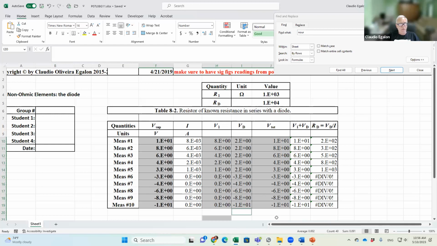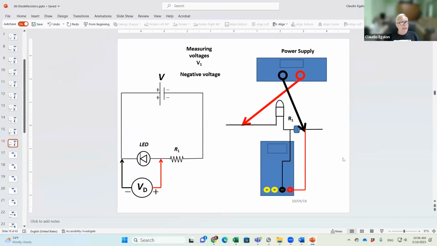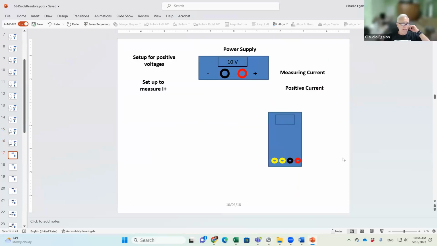Because of conservation of energy, right? We didn't finish all the data yet. We collected only the voltage. Now we are going to collect the data for the current.